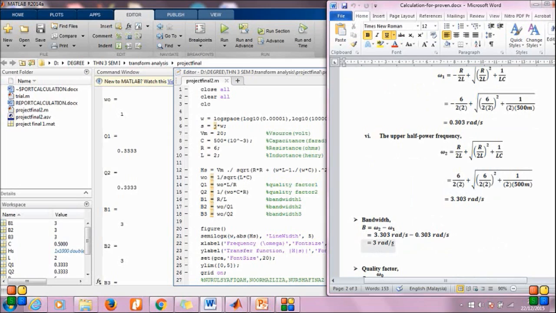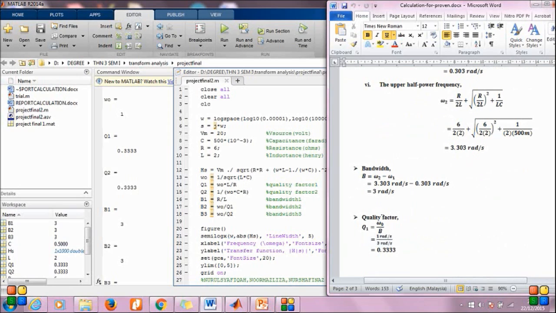The result we get is 3 radian per second, and we compare with the MATLAB value, band 1 and band 2, we get 3, the same as the equation. The last equation we need to prove is the quality factor. We get the answer 0.33, and we can see from MATLAB the same answer, 0.33.